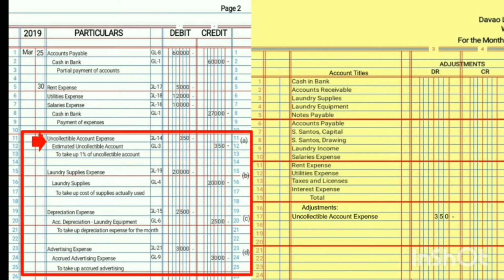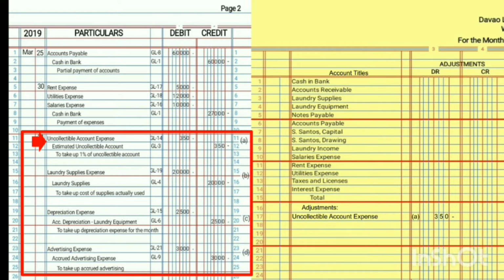So we have 350. And then don't forget to write letter A. So this is an indication that this is the debit entry for the adjusting entry letter A. Balik naman tayo sa first adjusting entry natin, or yung adjusting entry letter A natin. So we have here the credit entry, estimated uncollectible account, of 350 pesos. So check muna natin yung existing account titles kung meron na bang estimated uncollectible account.